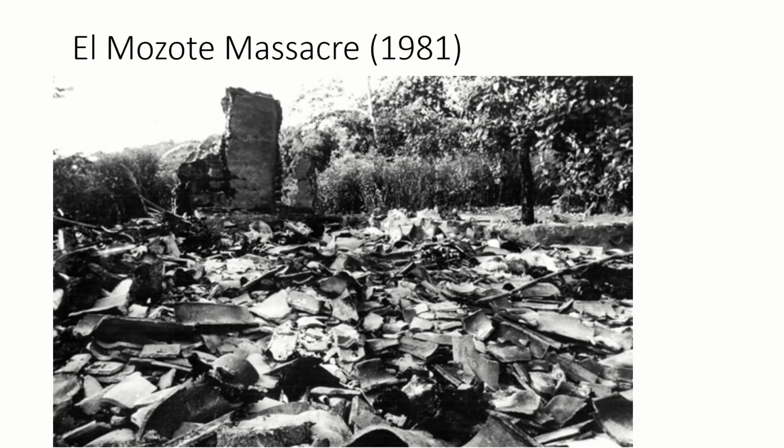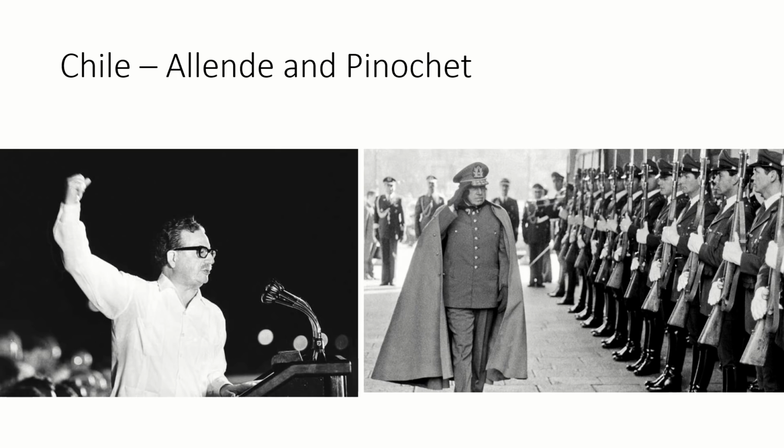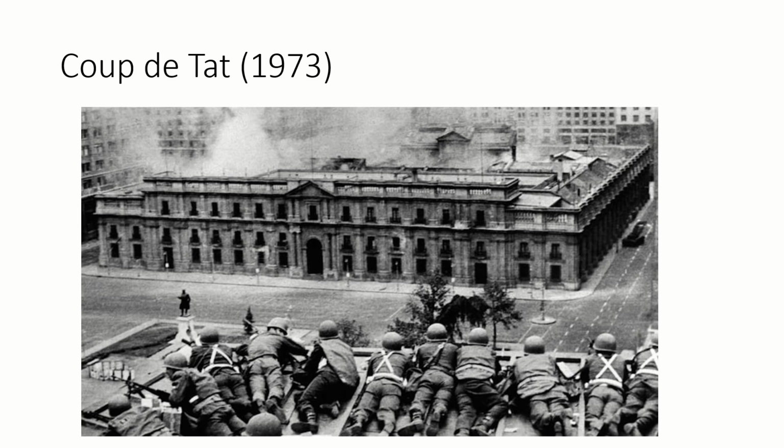The El Mozote Massacre in 1981 was well known by the American government, but ignored because of the fear of communism spreading in El Salvador. In Chile, the United States assisted in the coup of Augusto Pinochet against the democratically elected Salvador Allende, because Allende was elected as a socialist and he was a communist sympathizer.